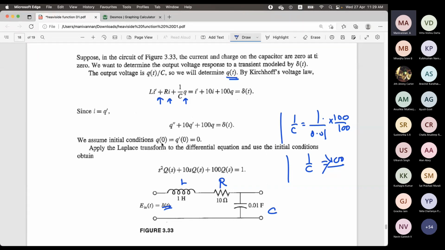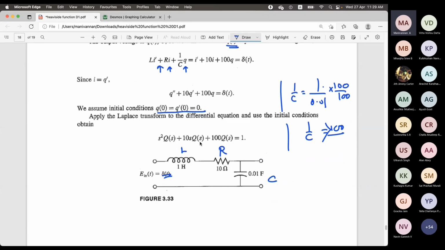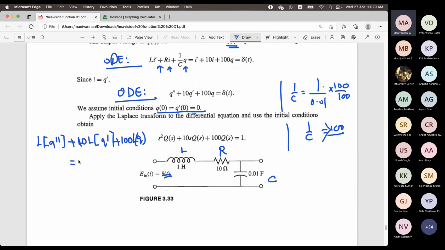Okay, so where the initial conditions, the current and charge, are 0. So q of 0 and q derivative of 0 are also 0. This is the given ODE. The governing equation is this one. Applying the Laplace transform on both sides: q double dash plus 10 times q dash plus 100 times q, which equals the Laplace transform of delta of t.